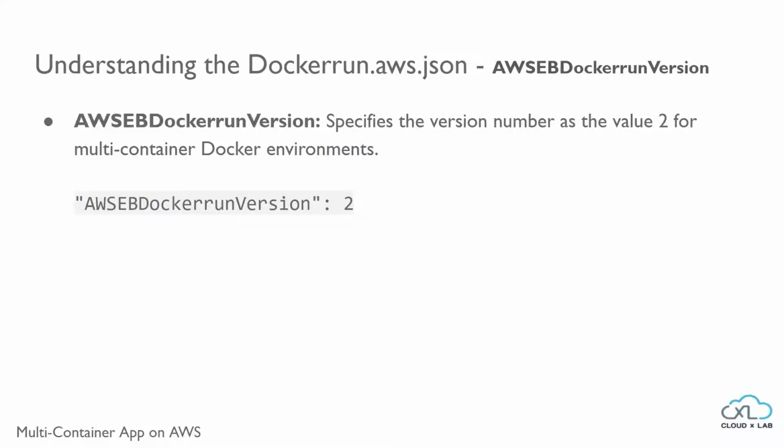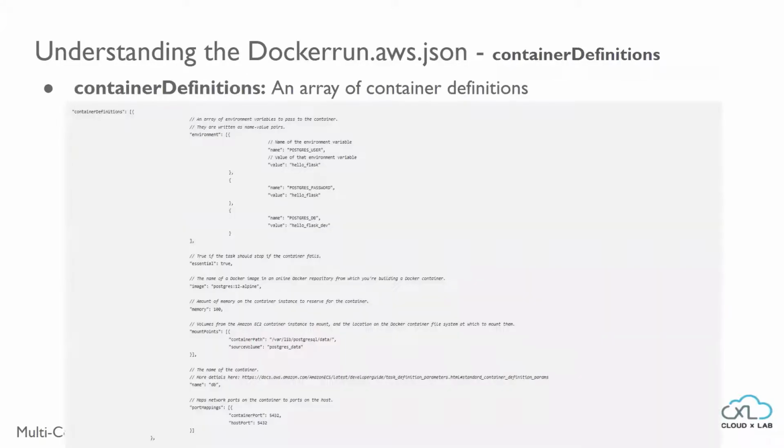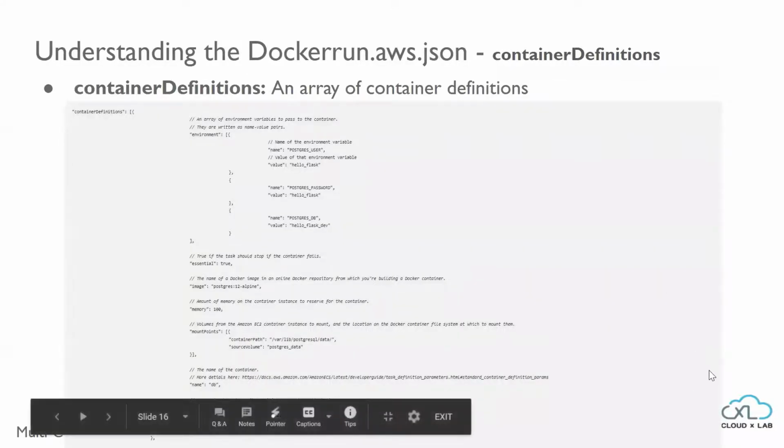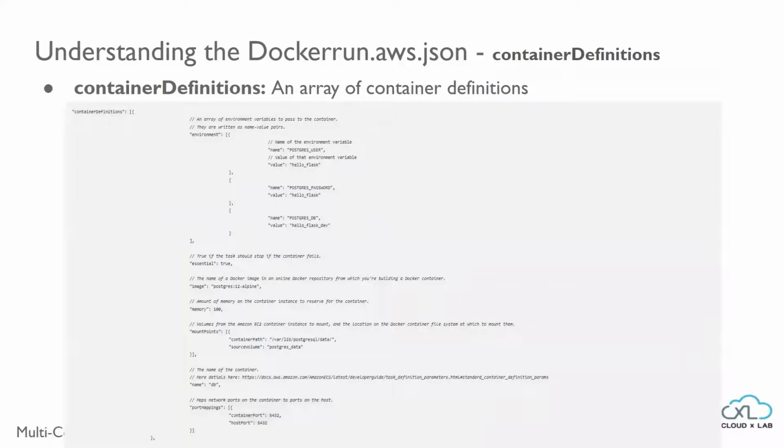So a JSON file has key value pairs. The first one we need to mention is AWSEBDockerrunVersion. This specifies the version number as the value 2 for the multi-container Docker environments. Next, the container definitions. It is an array of container definitions.